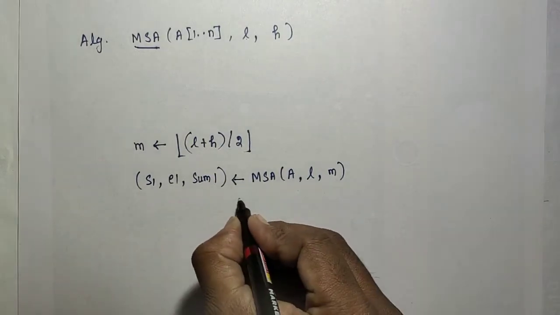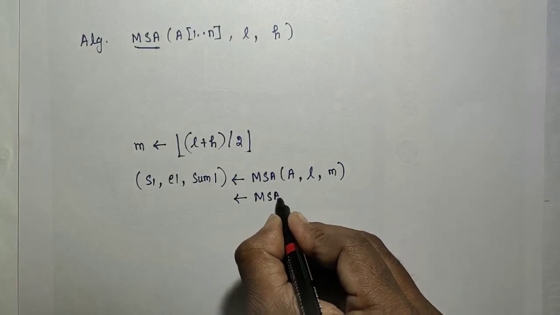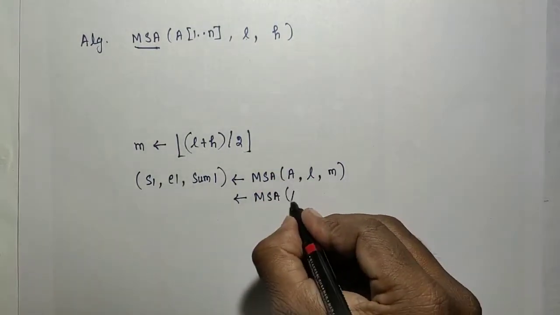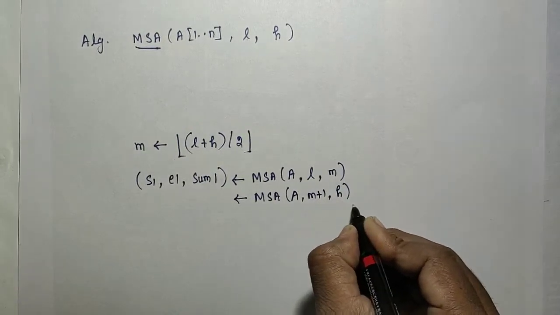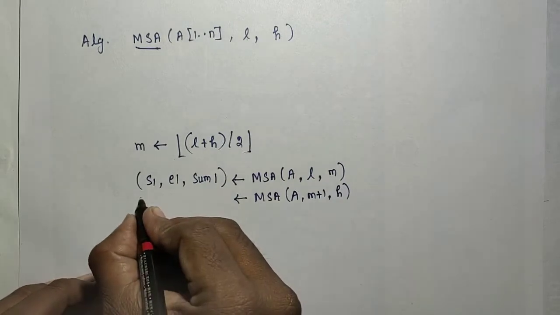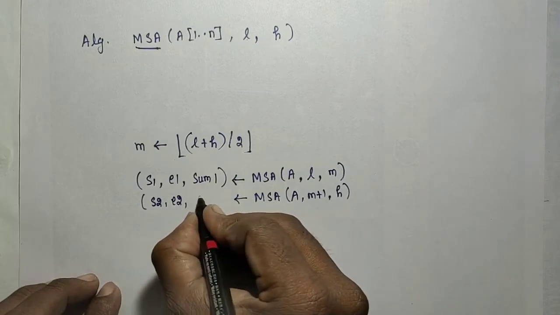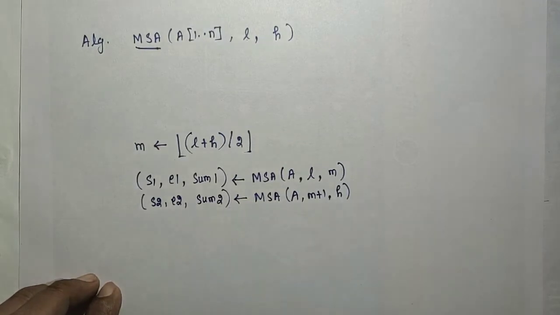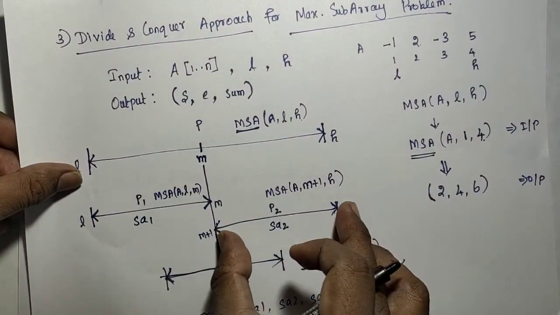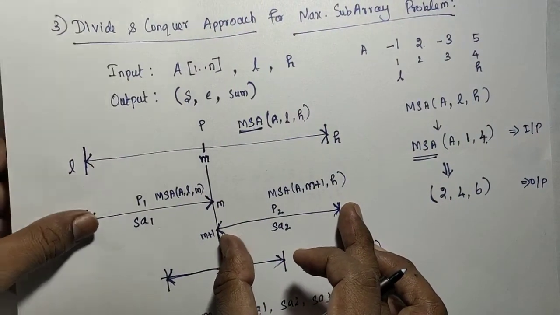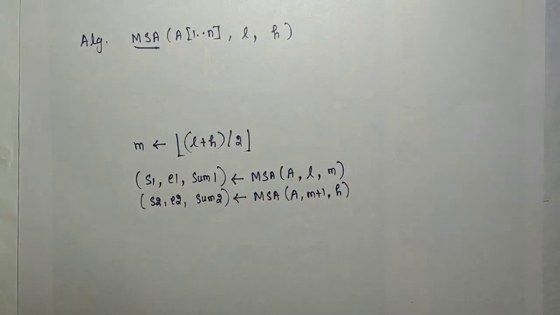And then next I have to find another subarray in the right side. Right side means A[M plus 1 to H]. In this range, I have to name it subarray 2. Subarray 2 means S2, E2, sum 2. Like that I have to find it. So the left side gives one subarray, and the right side gives another subarray. Subarray means maximum subarray. Here the same procedure will be applied. It will find the maximum subarray.